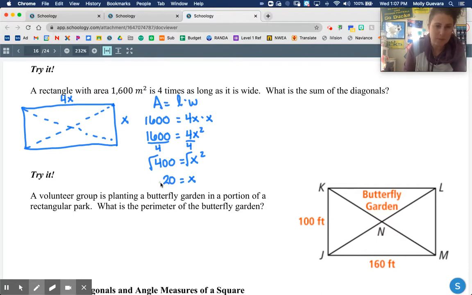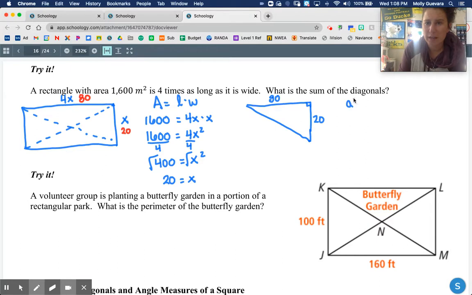So that's exciting. So that tells me, I'm going to kind of switch up a color here, that this is 20, and 4 times 20 is 80, so this is 80. But what it doesn't tell me is what the length of the diagonal is. So I'm going to have to figure that out. So here is half of my rectangle, where this is 20, and this is 80. Okay, so I'm going to have to use my Pythagorean theorem to find out what C is.